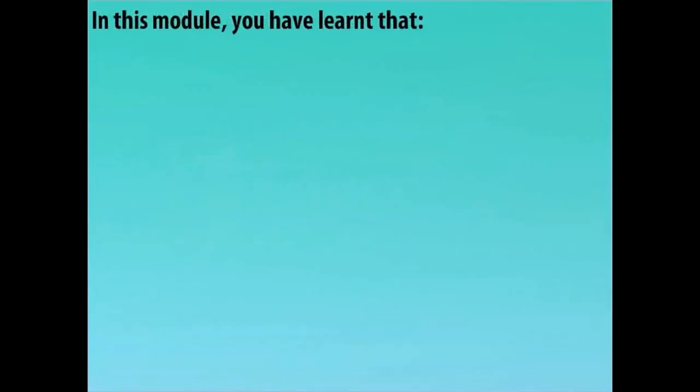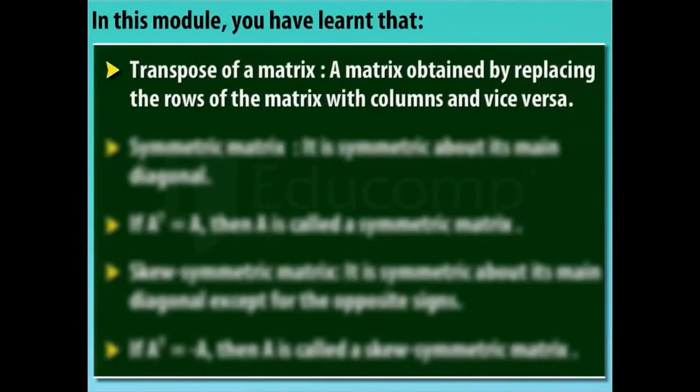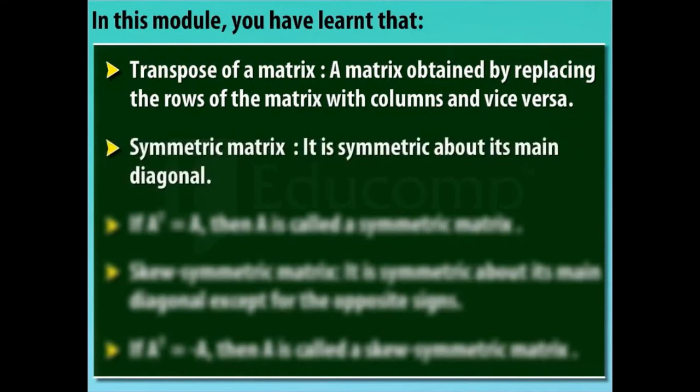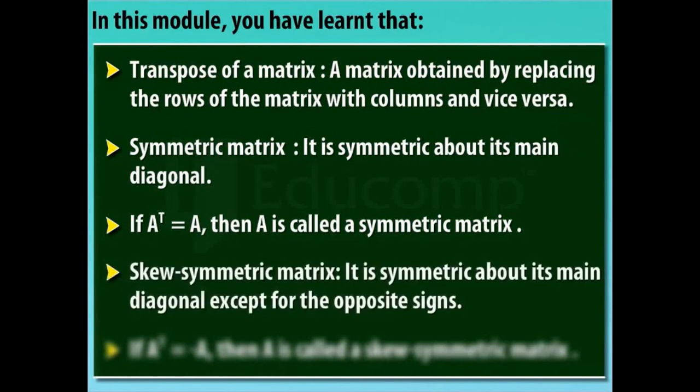In this module you have learned that the transpose of a matrix is a matrix obtained by replacing its rows with columns and vice versa. A symmetric matrix is symmetric about its main diagonal. A matrix whose transpose is equal to the matrix itself is called a symmetric matrix. A skew-symmetric matrix is symmetric about its main diagonal except for the opposite signs. A matrix whose transpose is equal to the negative of the matrix is called a skew-symmetric matrix.